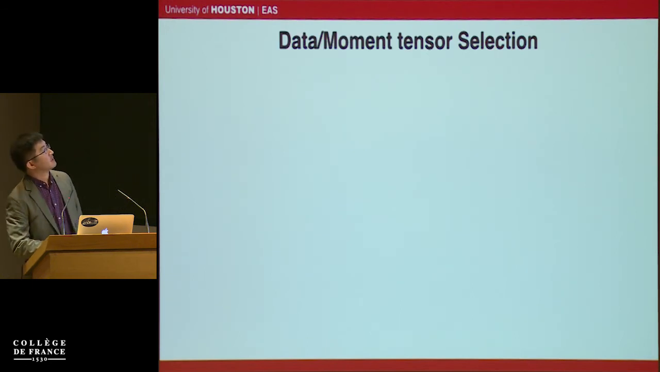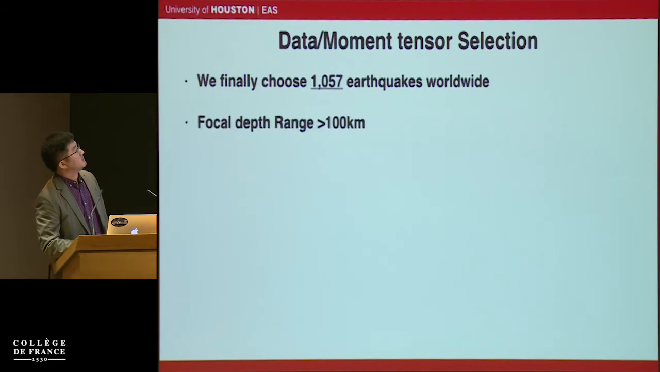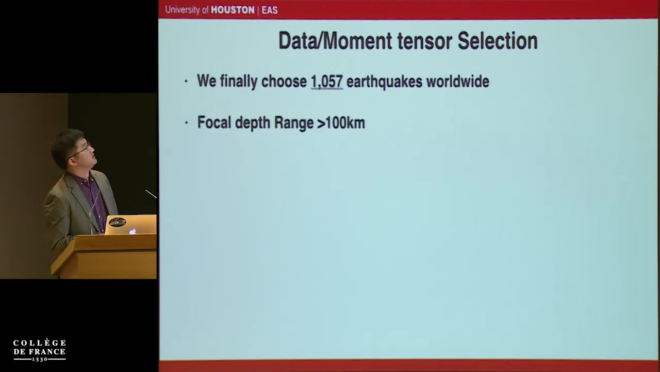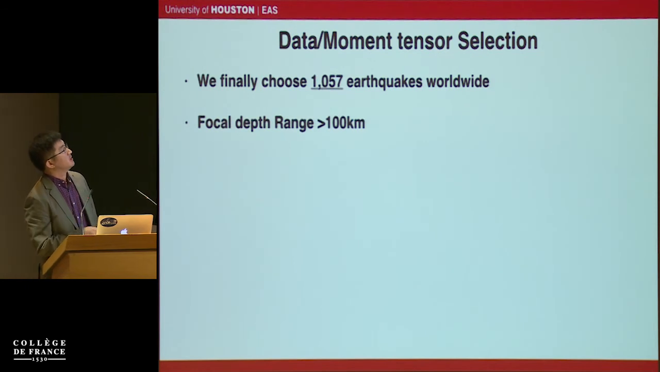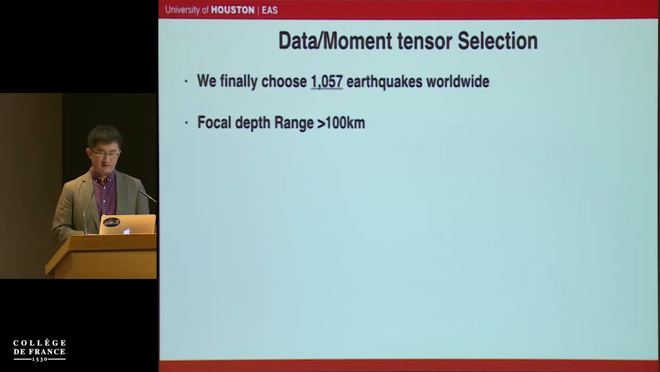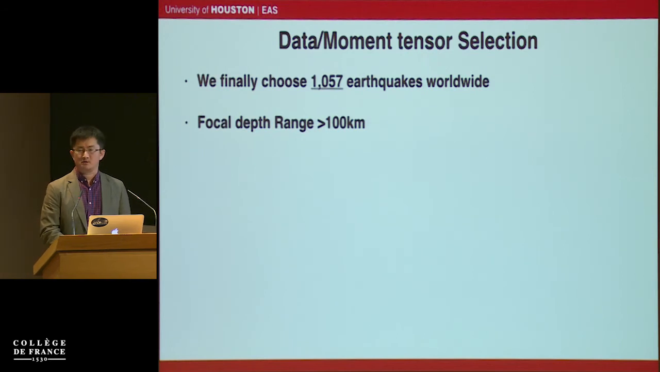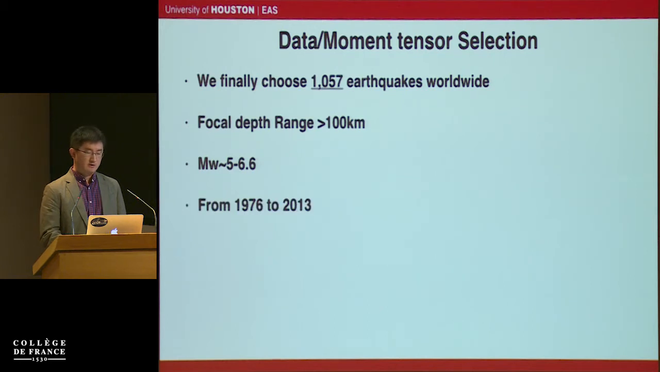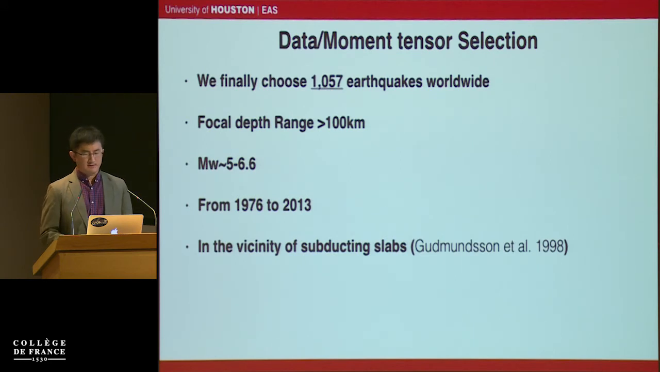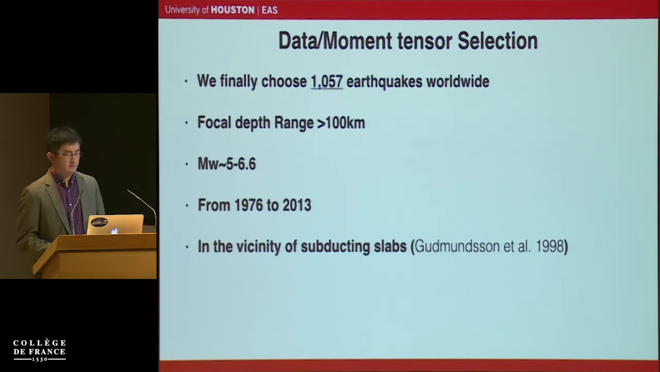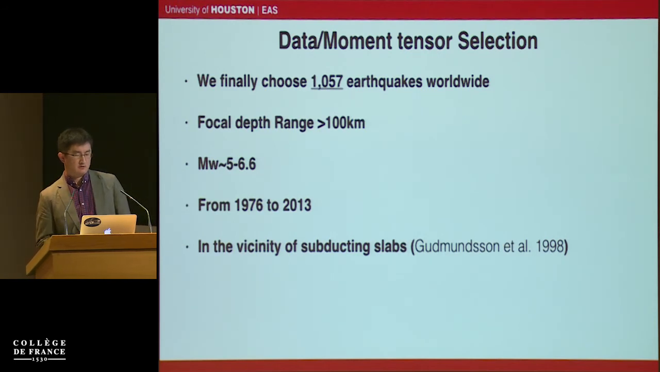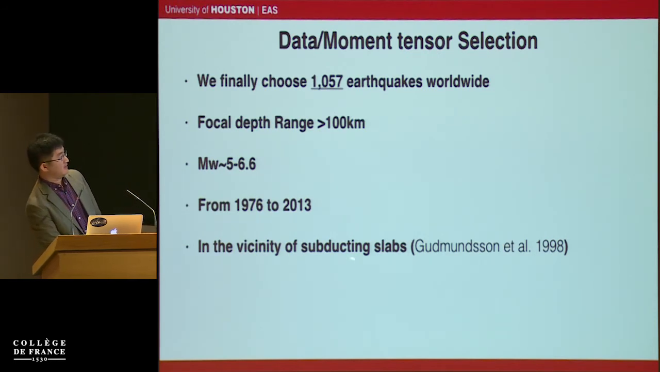Okay, so data selection. We looked at earthquakes globally, and we applied some criteria. Eventually, we got 1,057 earthquakes globally in several subduction systems. For focal depth, we used greater than 100 kilometers. Magnitude range 5 to 6.6, from 1976 to 2013. Because the seismicity is scattered around, we gave a very loosely defined set of slab earthquakes in the vicinity of the subducting slab.